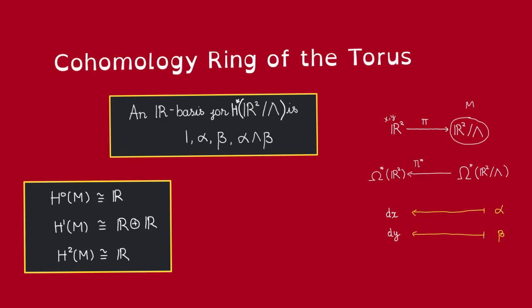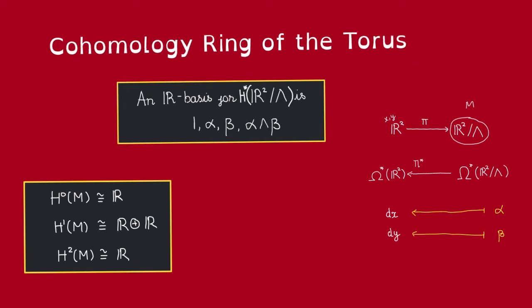Now finally we can talk about the cohomology ring of the torus. Previously we put on R2 the coordinates x and y, and then we defined alpha and beta to be the one forms on the torus such that the pullback of alpha is the form dx and the pullback of beta is the form dy on R2. We have proven in the previous video that there do exist such alpha and beta, because dx and dy are invariant under translation by lattice elements.